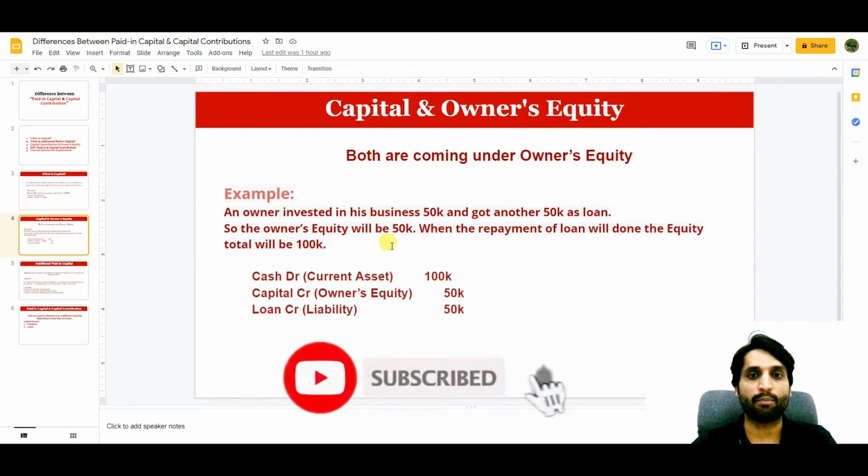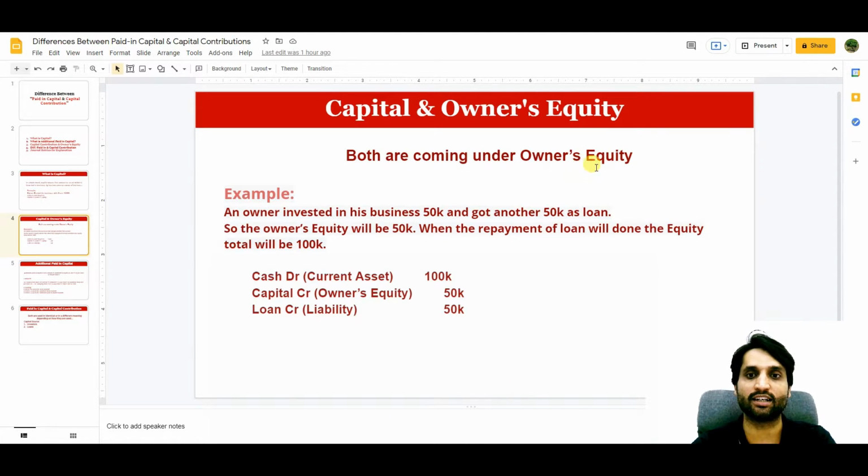Now what is capital and owner's equity? What is the logic behind them? Both are coming under owner's equity. Owner's equity means the owner's share, like capital or additional paid-in capital or whatever the capital will come under the owner's equity line. Here we have an example: an owner invested in his business 50,000 and got another 50,000 as a loan. So the owner's equity will be 50,000. When the repayment of the loan is done, the equity total will be 100,000.